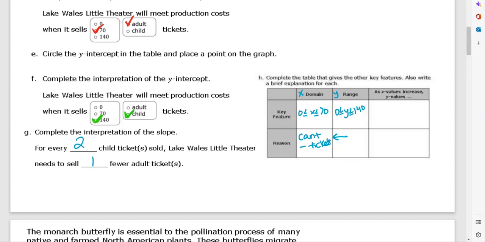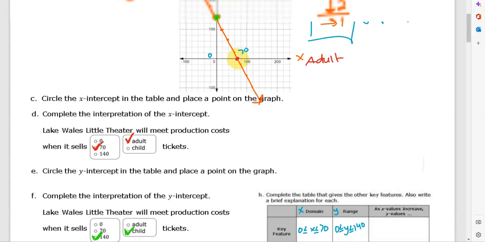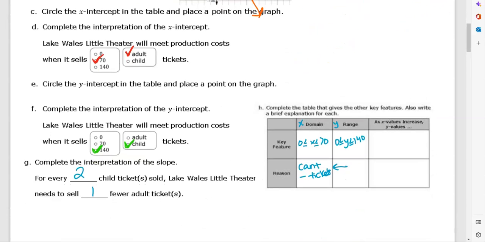All right, as my X values increase, what's happening to my Y values? They are decreasing.